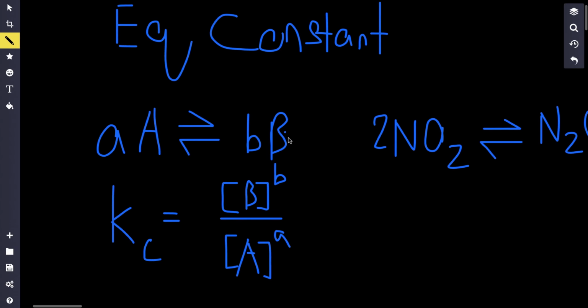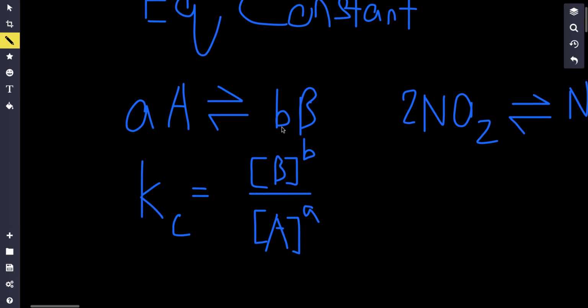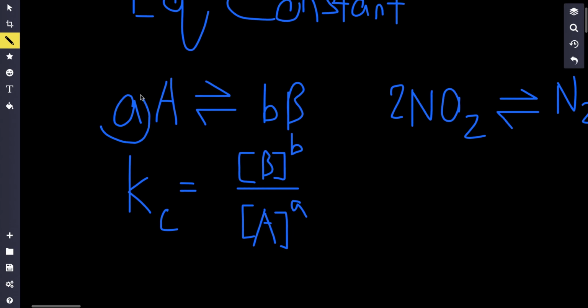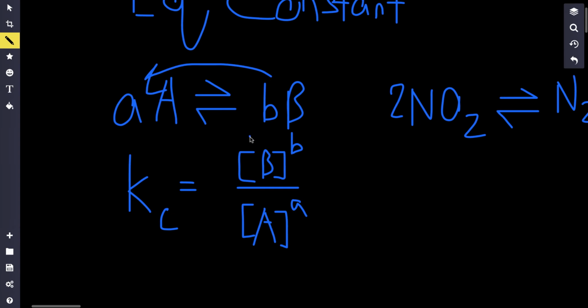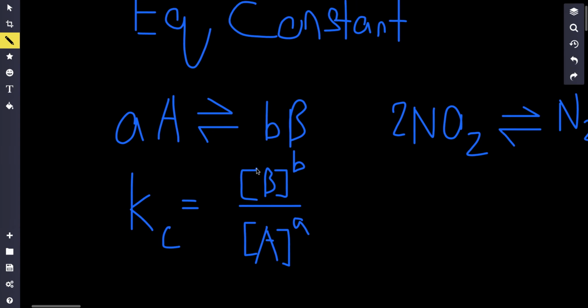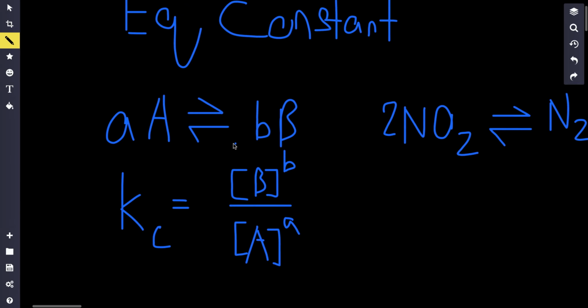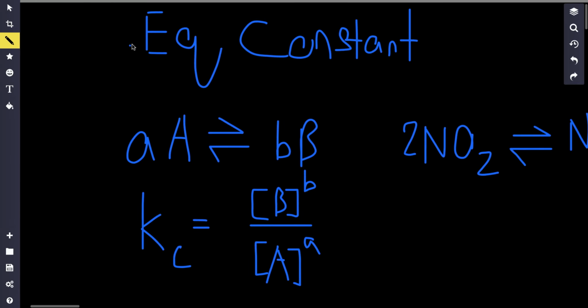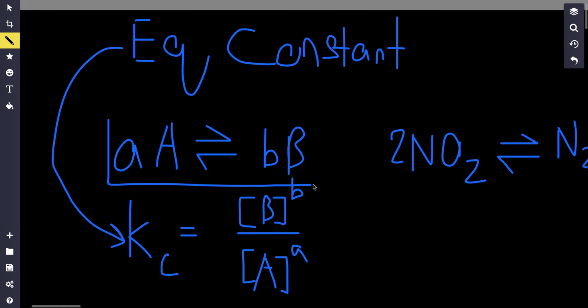Let's talk about the equilibrium constant. Let's say we have a reaction where a moles of compound A turns into b moles of compound B, and at the same rate, B is turning back into the reactants. The equilibrium constant for this is symbolized by Kc. The equilibrium constant for this reaction is basically just the concentration of products over the concentration of reactants.